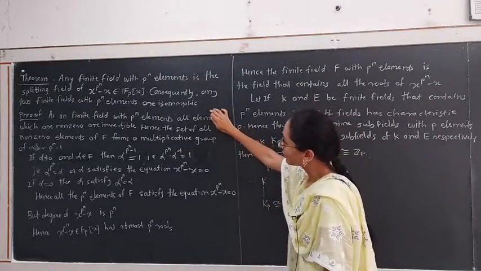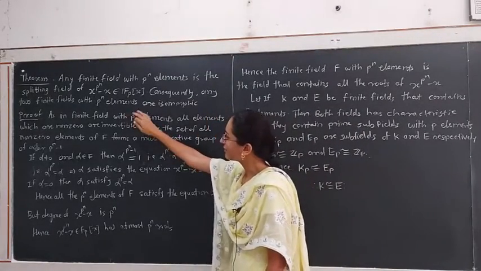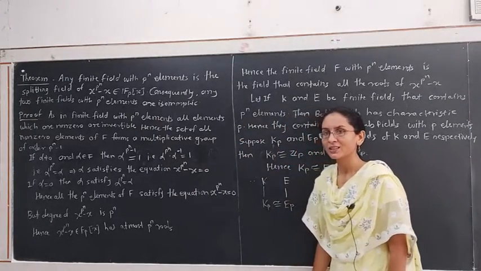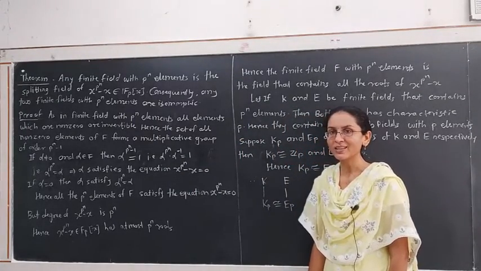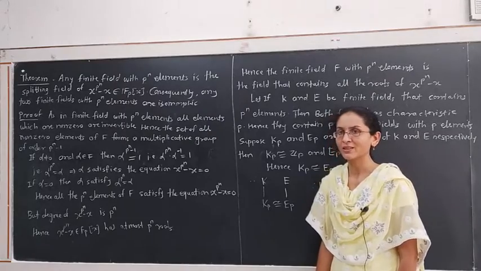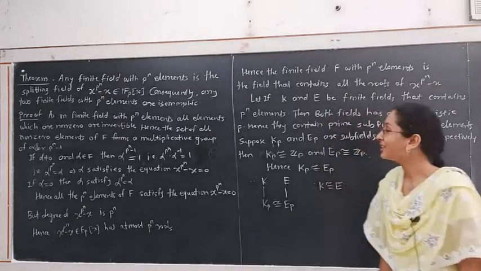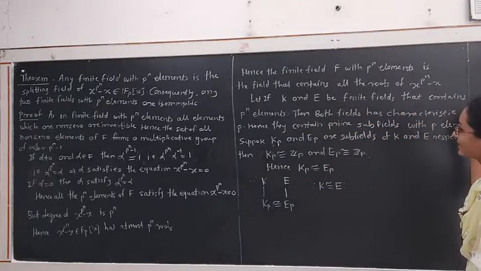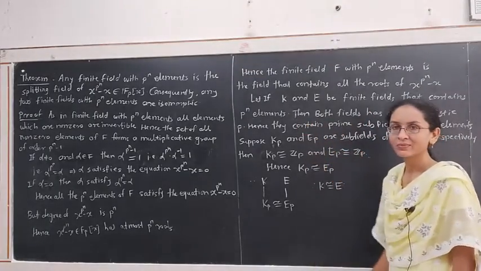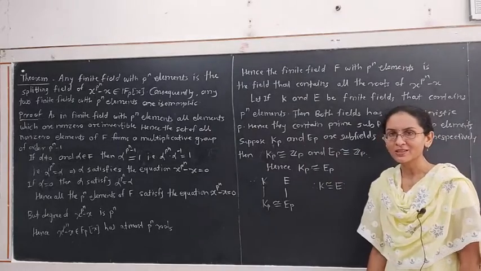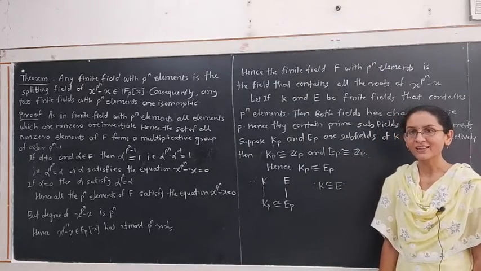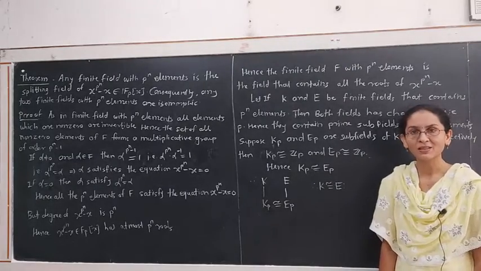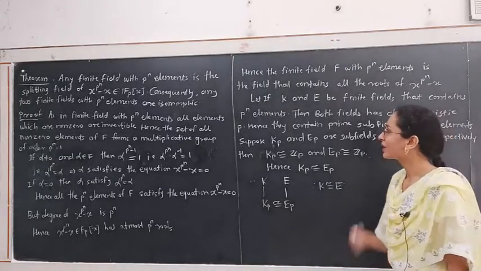In the latter part, we prove any two finite fields with p raised to n elements are isomorphic. Suppose there are two fields that contain p raised to n elements. Those two fields are K and E. Let K and E be finite fields that contain p raised to n elements, meaning both the fields K and E have characteristic p. Because they contain p raised to n elements, they have characteristic p.